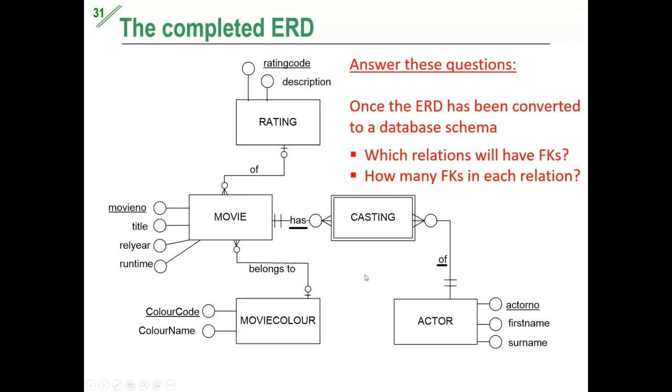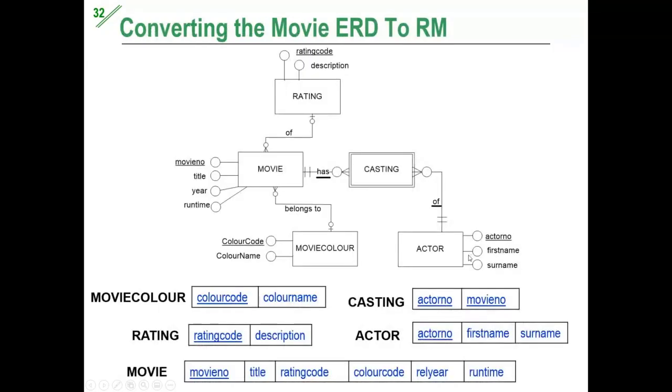And do we have foreign keys in the casting table? Again, the answer is yes. We have two foreign keys. One is coming from the movie table, that's the movie number, and another one coming from the actor table, that's the actor number. So two here, two there in the movie table. Right, so that is what it shows here. So we can now convert to the relational schema very easily because now we know the links.